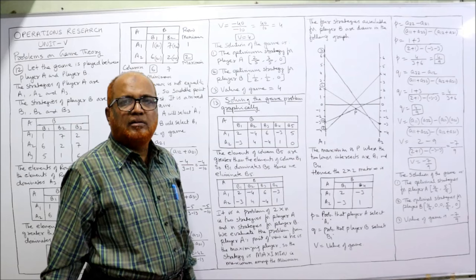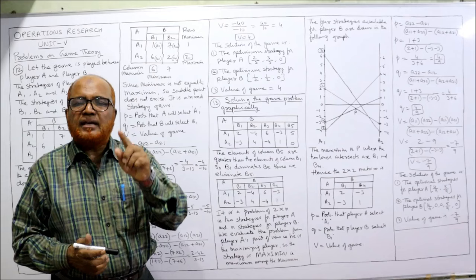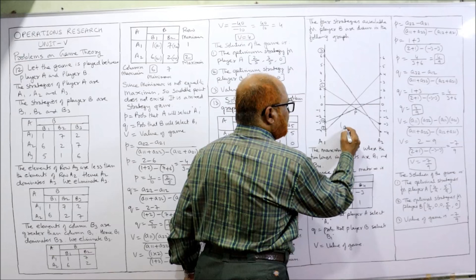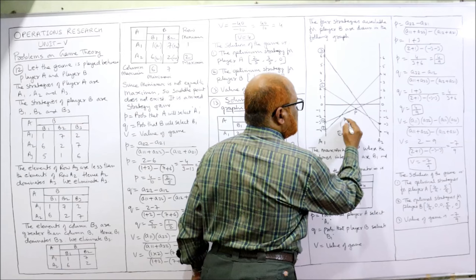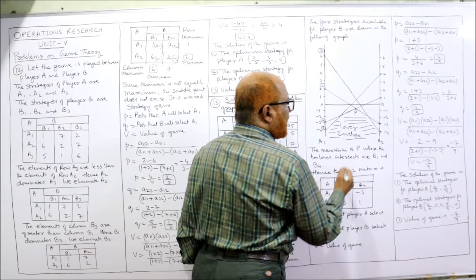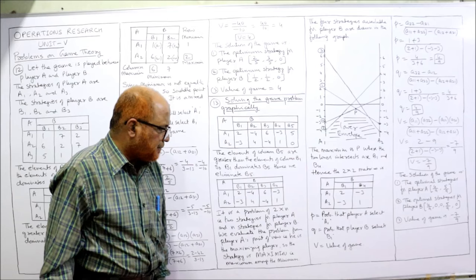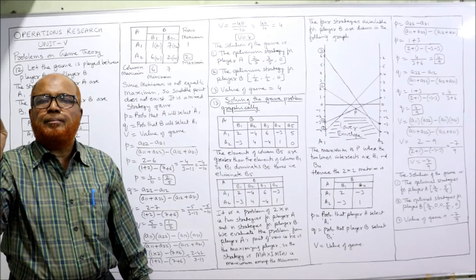Now, the criteria is maximin. Maximum among the minimums. So here, this is called the lower envelope. So in this lower envelope, our solution lies, because the criteria is maximin. Here, maximin. Maximum among the minimums. So here, these are the minimum values.